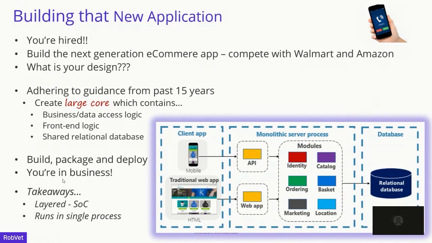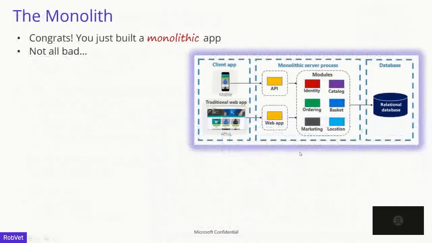So what are the takeaways? What did we just do? Well, we built an application. We followed the very popular guidance that we've been following for many, many years. It's layered, right? We have a business layer, we have a data access layer, we have a UI layer, so we have some separation of concern there. But again, everything runs together. All this is running in a single process, right? So again, congratulations, you just built a monolithic application.